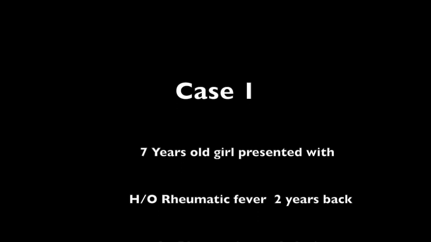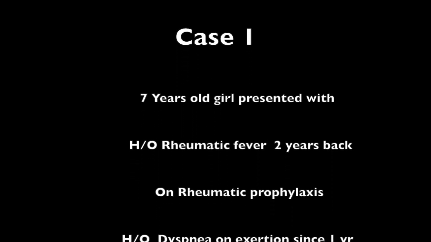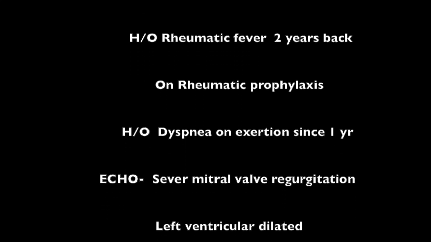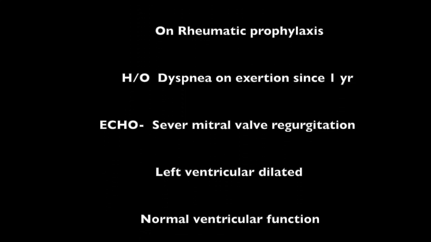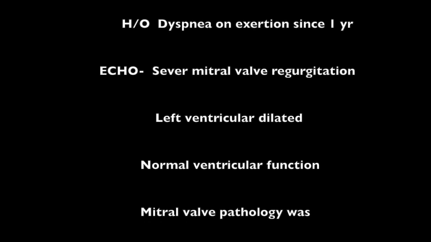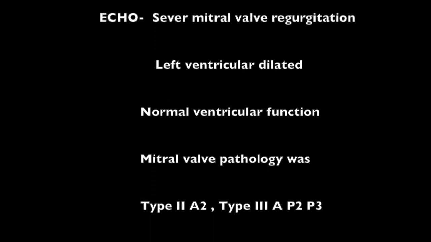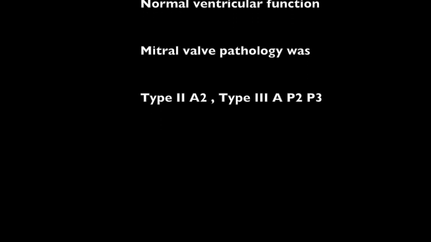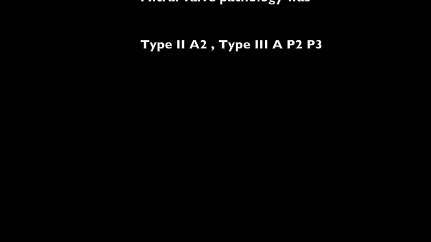Case 1. A 7-year-old girl presented with a history of rheumatic fever 2 years back and she is on rheumatic prophylaxis. History of dyspnea on exertion since 1 year. Echo showed severe mitral regurgitation. Left ventricle is dilated with a normal left ventricle function and mitral valve pathology was type 2 A2, type 3 A2, P2 and P3.